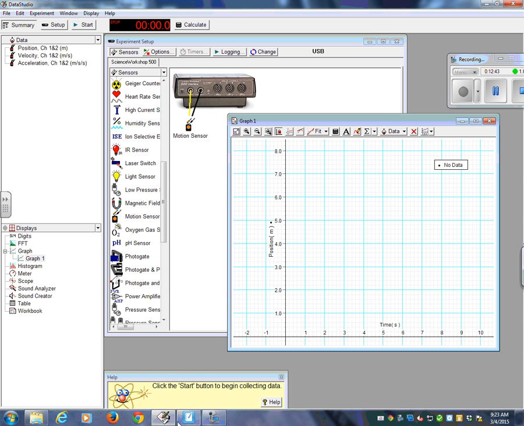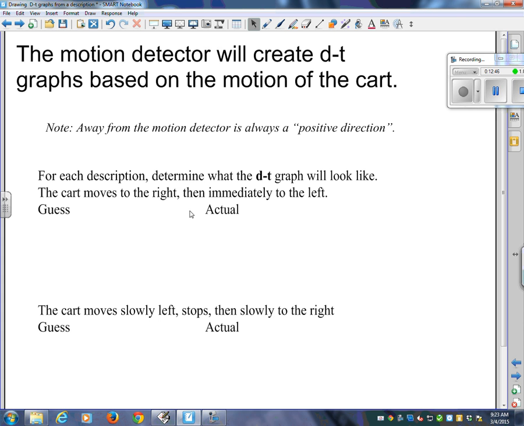Before we do that, though, I want you to take a guess. Now, you have to flip the page. If you haven't flipped the page, you should do so. There are 3 little spots there. It says, for each description, determine what each graph will look like. The cart moves to the right and then immediately to the left. Underneath guess, I want you to draw a little graph of what you think it's going to be. So you've got 3 guesses to make. Okay, go ahead, and then Graham's going to come do them for us. So make those 3 guesses.